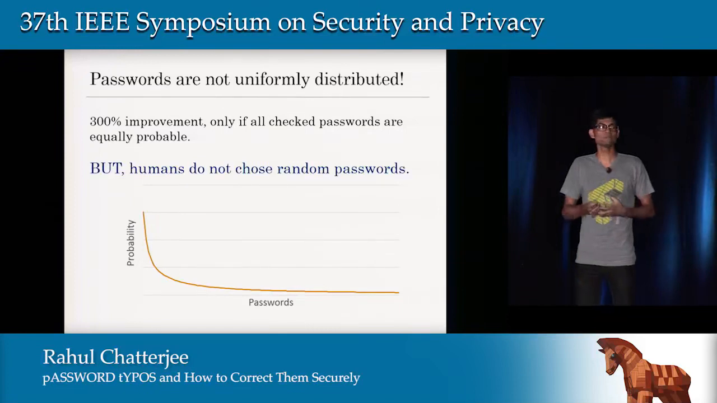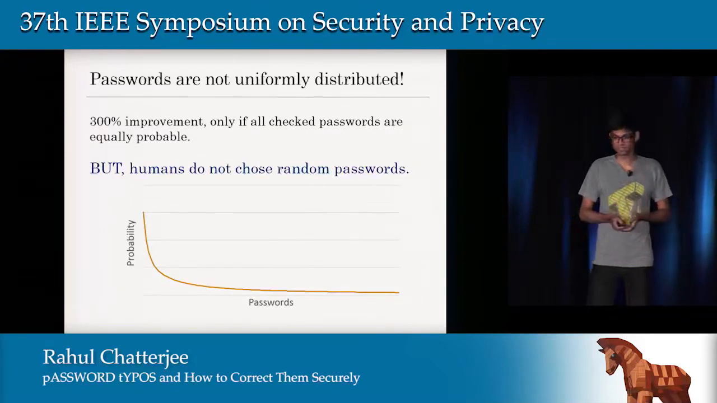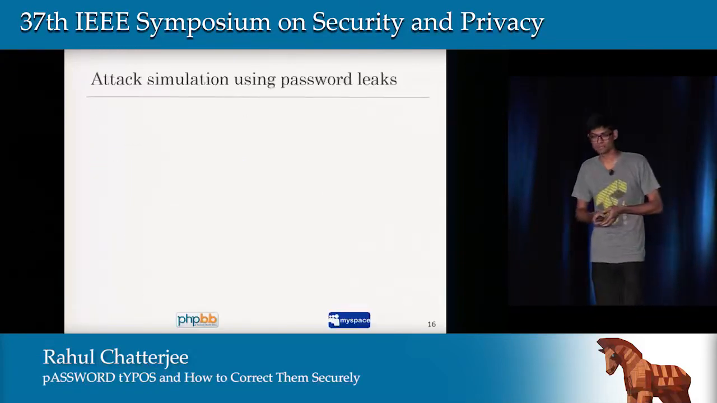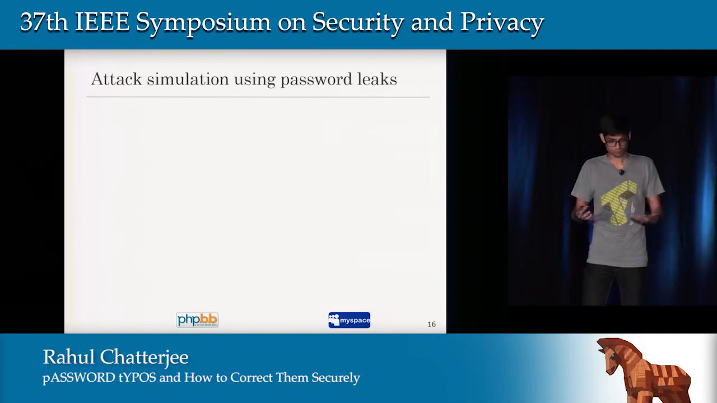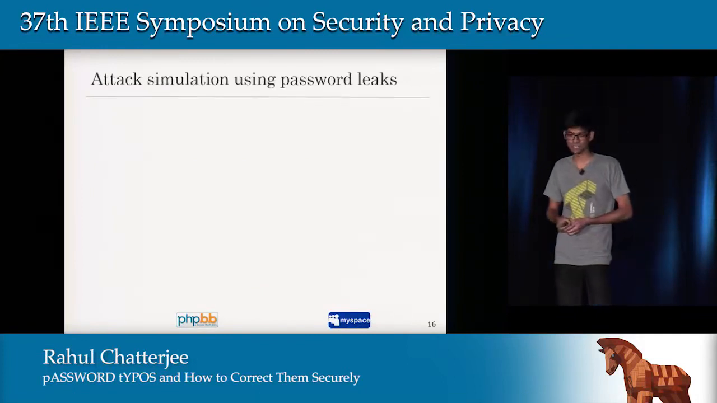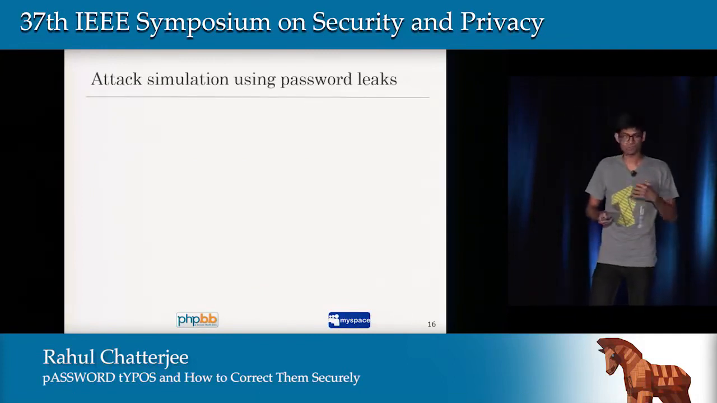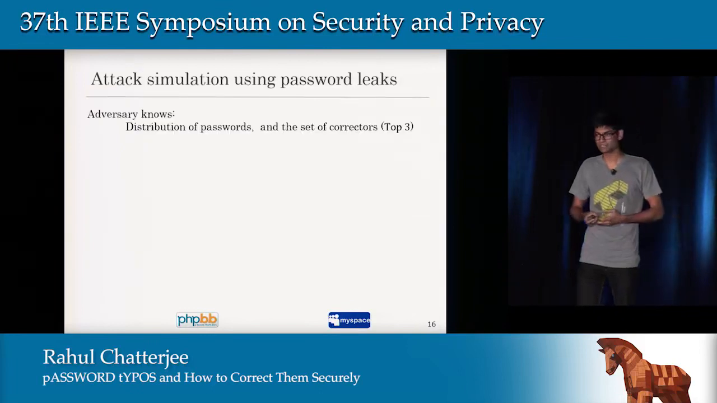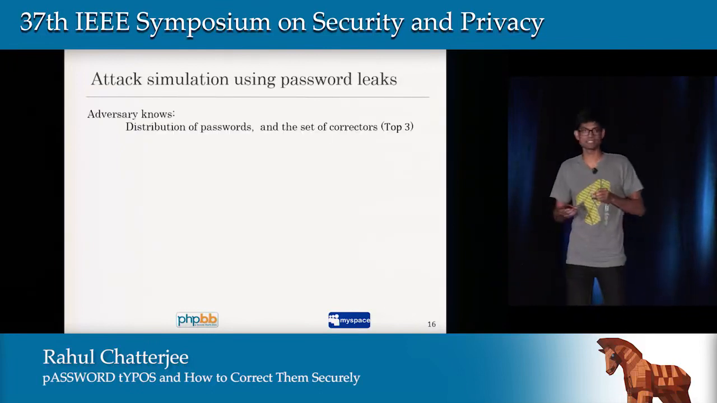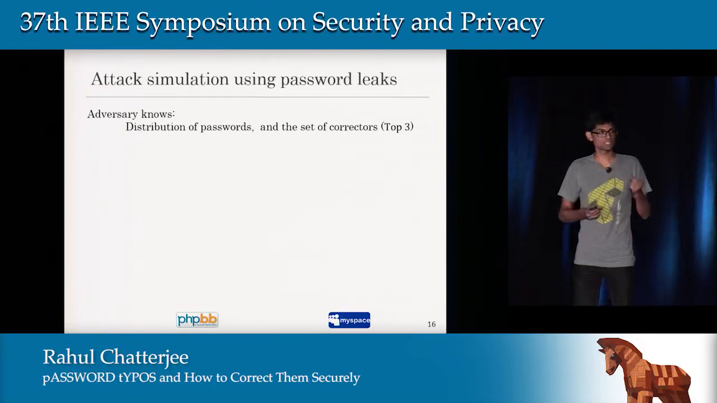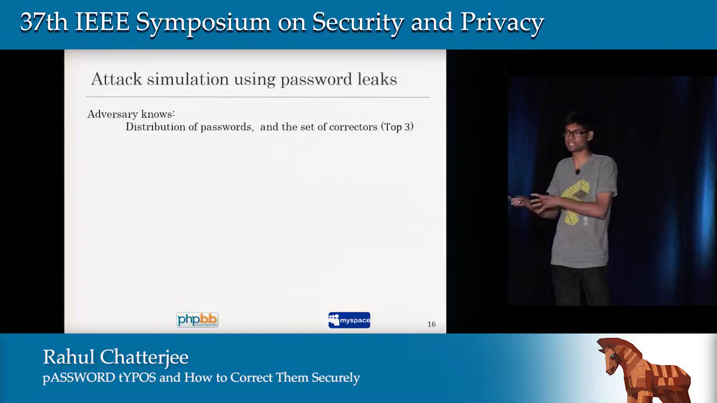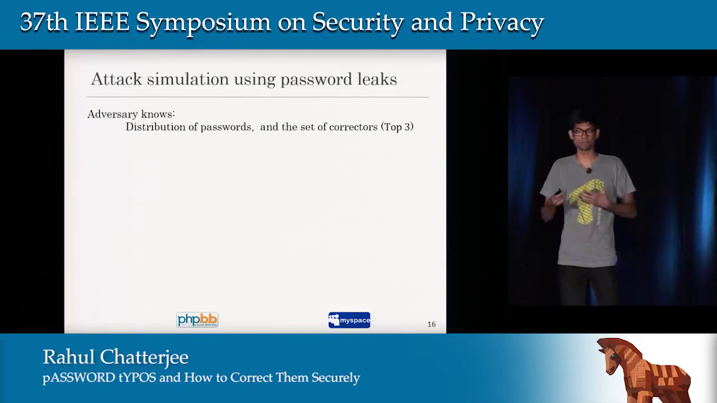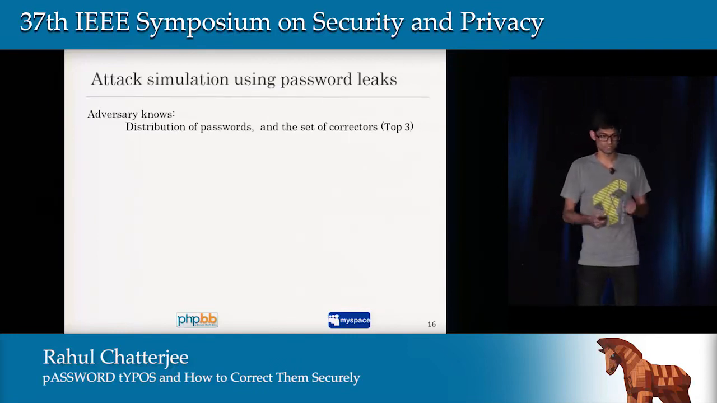But to find out the exact advantage of the attacker, we did a simulation study using public password leaks. We used the PHPBB and MySpace password leaks as a proxy for the real password distribution. And then we instantiated an adversary. The adversary we assume is optimal in the sense that it knows the distribution of passwords, and it also knows any other information it needs to check the password. For example, in the case of typo-tolerant checking, it knows the characters.